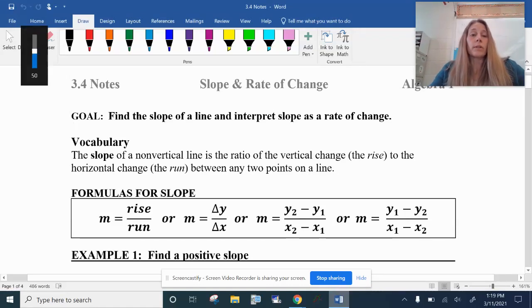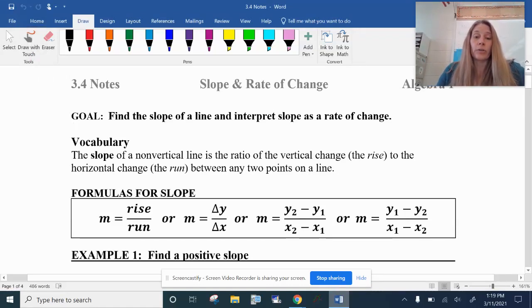So our next lesson is on slope and rate of change. We're going to talk about how to find the slope of the line, the different types of slopes that there are, and then how that relates to finding a rate of change.